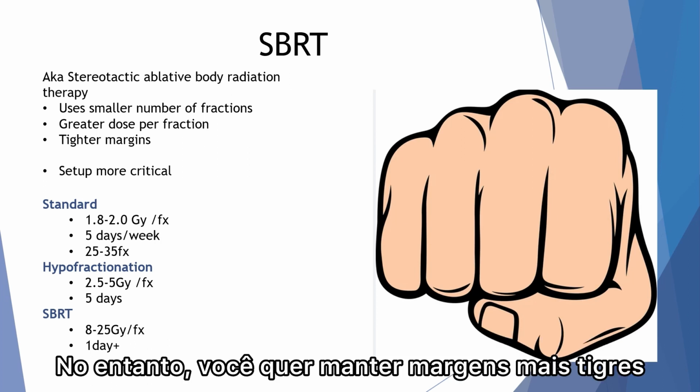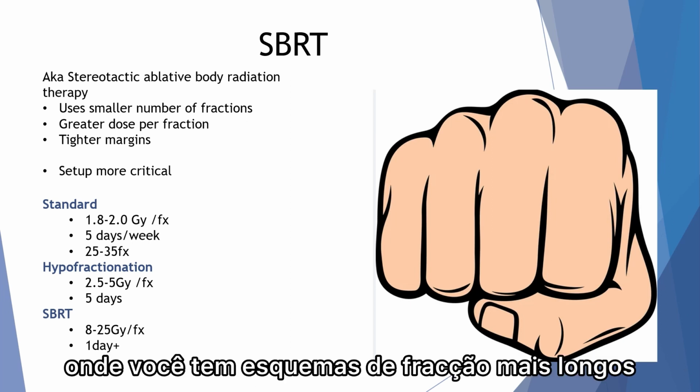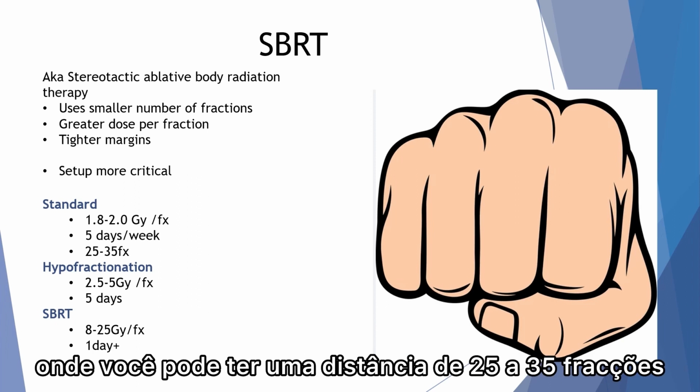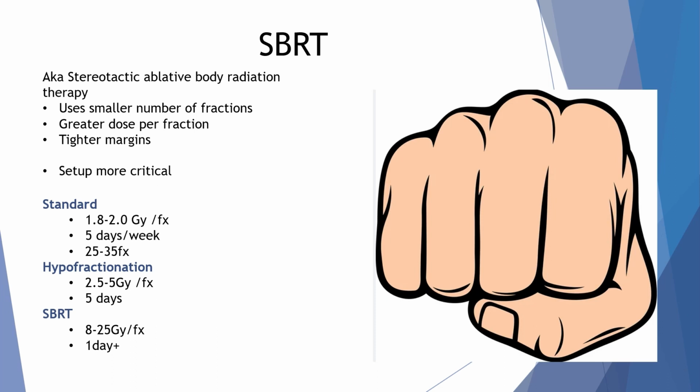However, you want to keep tighter margins, and setup is more critical compared to conventional planning, where you have longer fractionation schemes. You can see standard could be 5 days a week, where you can have a range from 25 to 35 fractions, while SBRT can probably take even only a day.